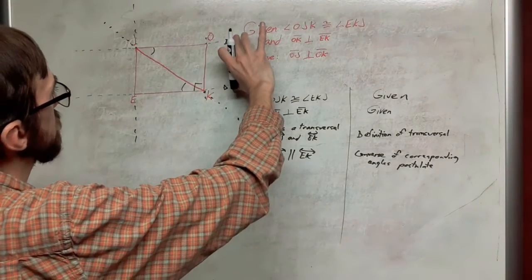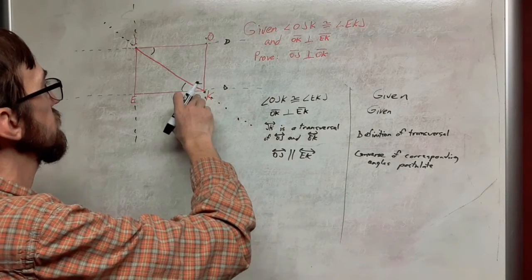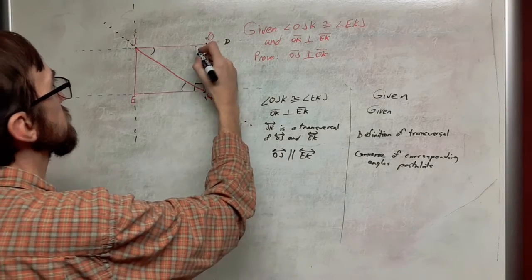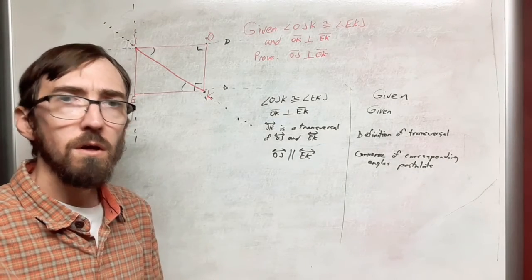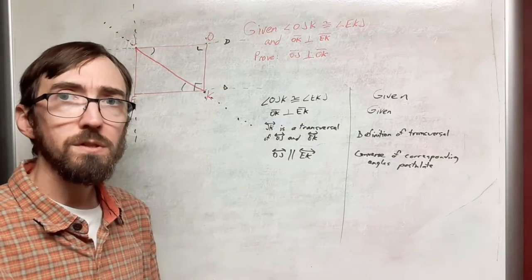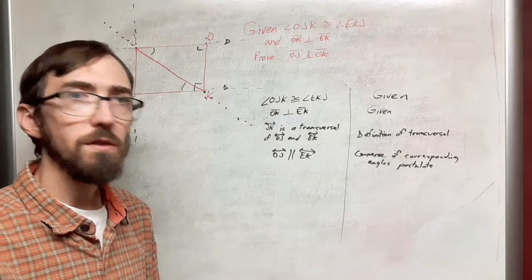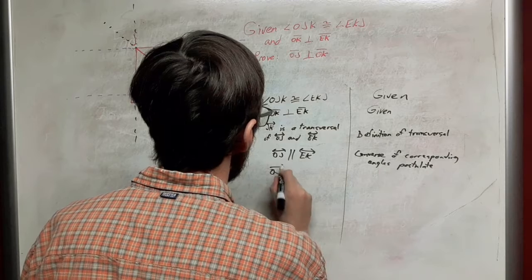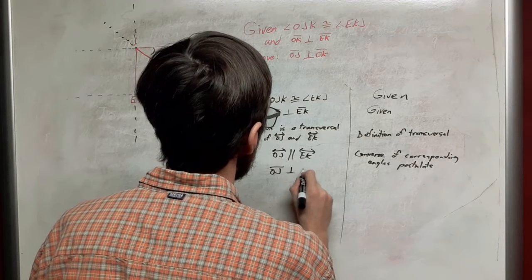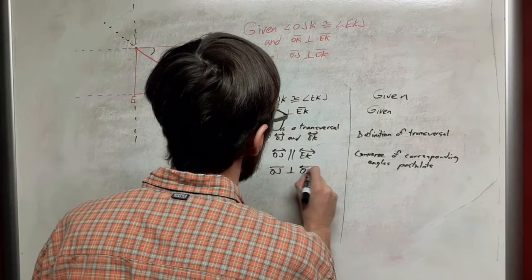Now, since these are parallel and I have a right angle here, that means that this also has to be a right angle by the perpendicular transversal theorem. So we have that OJ is perpendicular to OK.